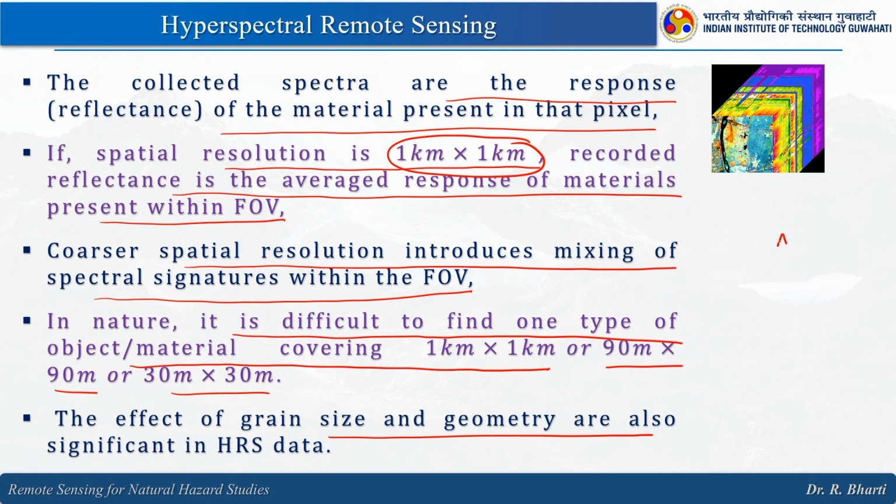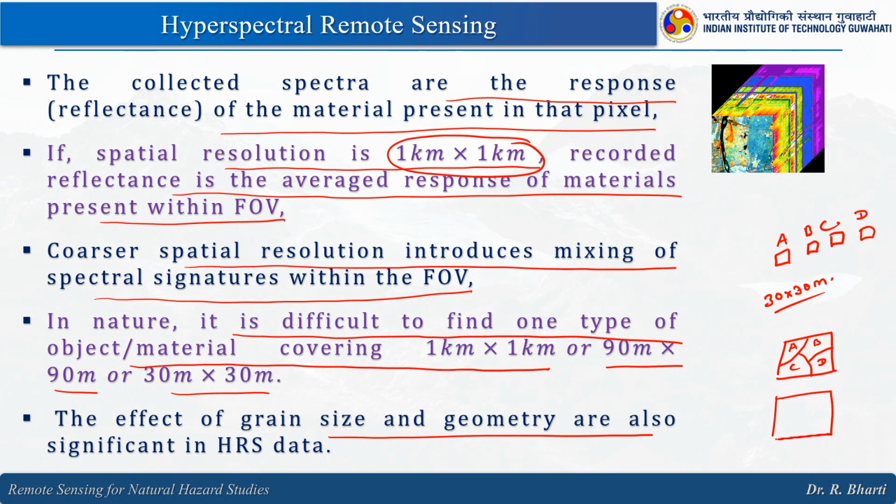Let us say I have A, B and C, 3 materials, and my satellite is having 30 by 30 meter spatial resolution, right. So, let us say this is 1 pixel. Now, A is present like this and we also have D. A, B, C and D, they are present like this.